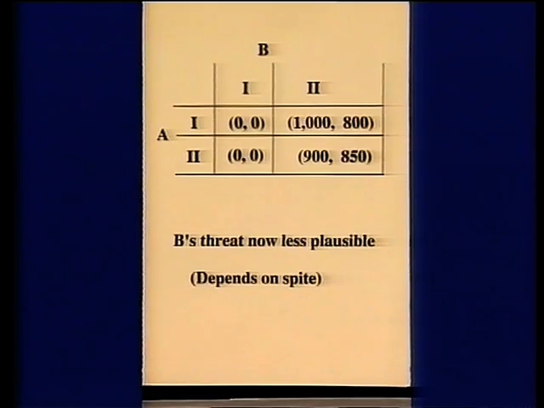In this example, we can see a similar situation, but the figures are slightly different. Now B's threat appears less plausible, because the difference between 800 and 850 isn't that much, any more really than the difference between 1,000 and 900. So B's threat now appears less plausible, and it depends on a spite factor as to whether he's prepared to carry it out.